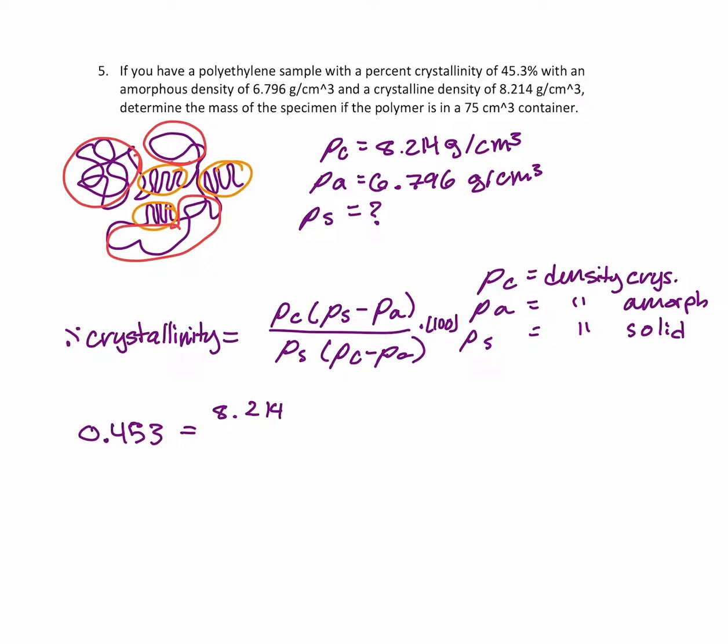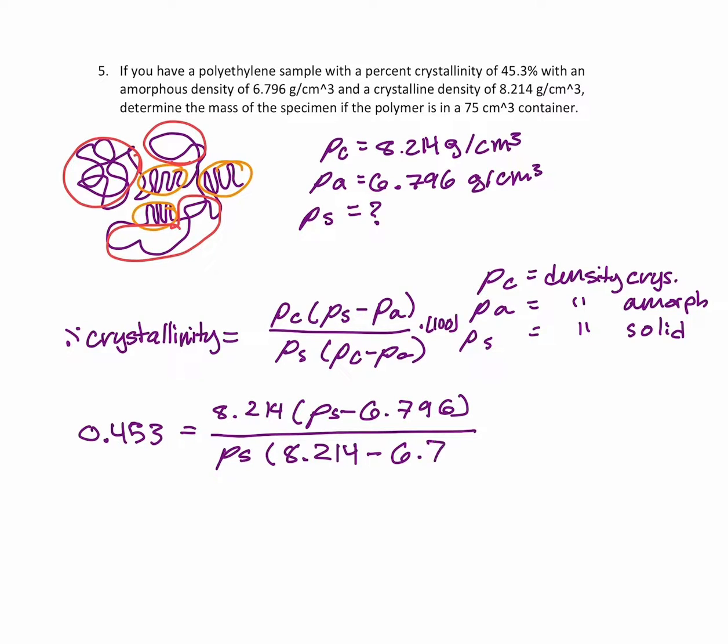That is going to be equal to 8.214 times rho sub S minus 6.796 over rho sub S times 8.214 minus 6.796. There's our equation. We know everything except for one variable.